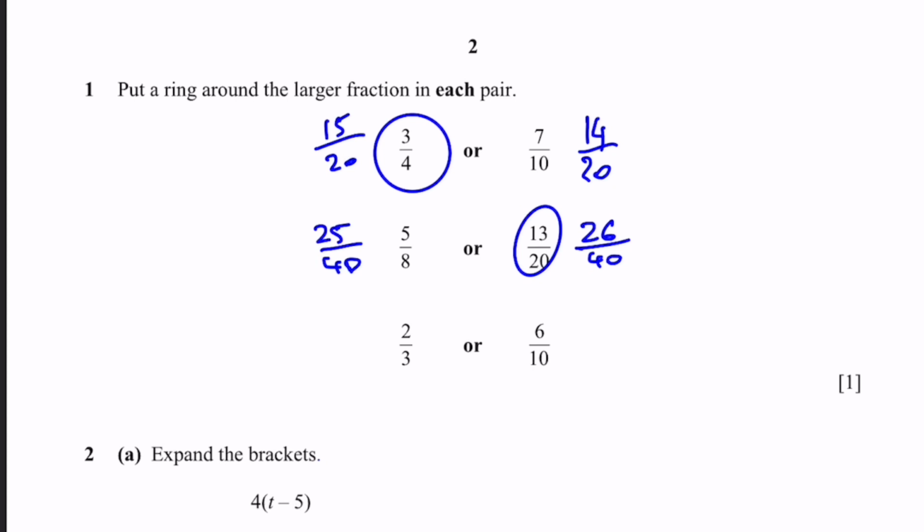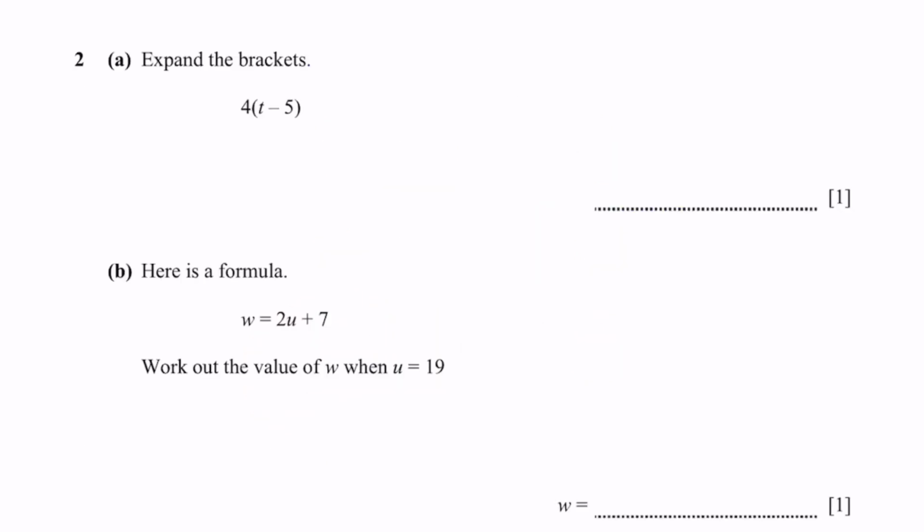6 by 10 or 2 by 3. When you multiply this by 3 on both sides, we get 18 by 30. And we multiply this by 10 on both sides, we get 20 by 30. So that means 20 is greater than 18, so this is greater. 2 by 3 is greater. That's the answer.